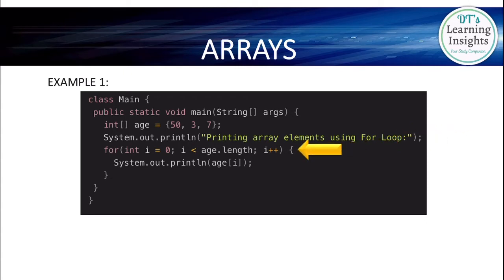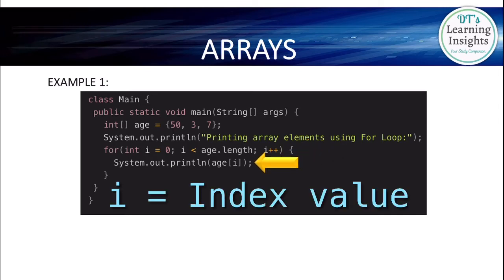Inside the for loop, we have this variable called i of integer data type whose initial value is equal to 0. The condition is that the value of i should be lesser than the length of this array called age. Until that condition is satisfied, the value of i will be incremented by 1. So with each execution of this loop, the value of i keeps increasing.